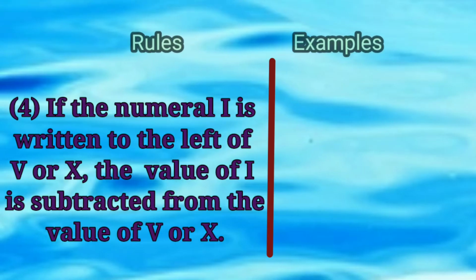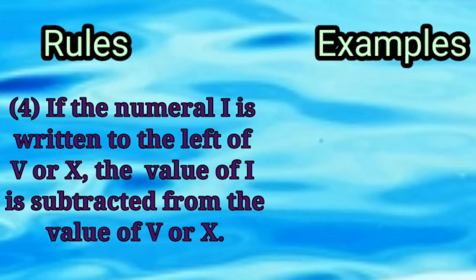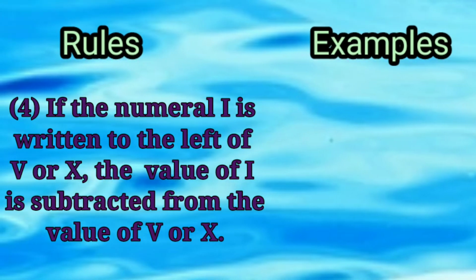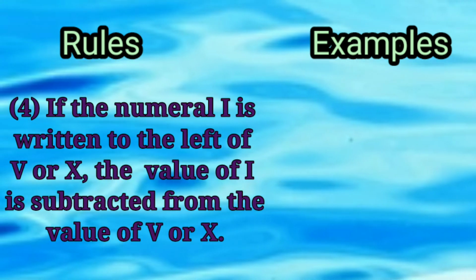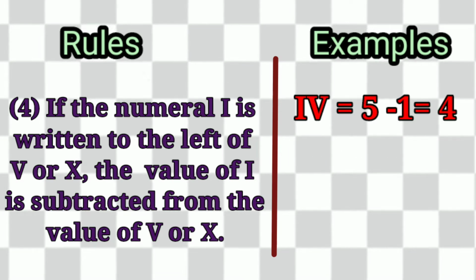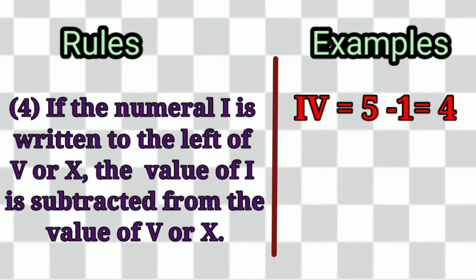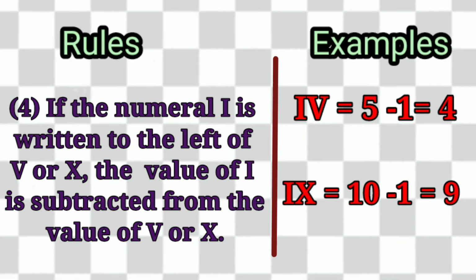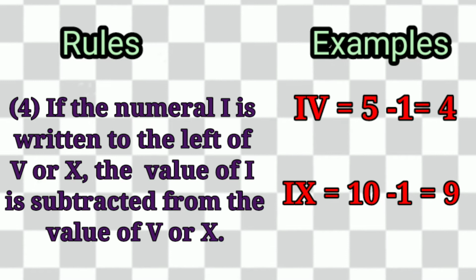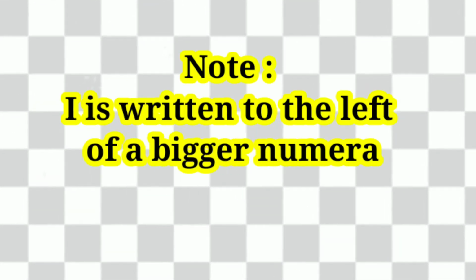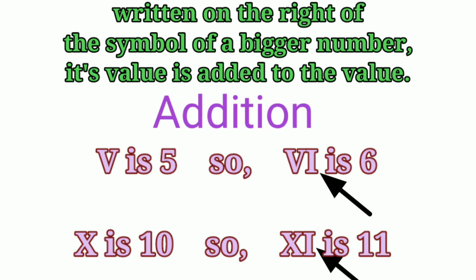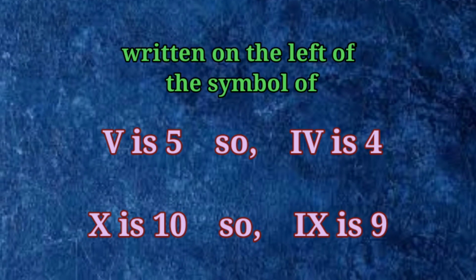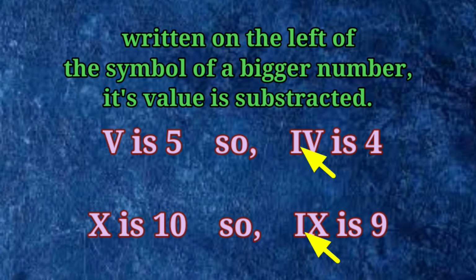Fourth rule: if the numeral I is written to the left of V or X, the value of I is subtracted from the value of V or X. For example, IV equals 5 minus 1 equals 4. IX equals 10 minus 1 equals 9. Note that 8 is not written as IIX. So, if we add the symbol after the bigger number, we carry out addition. If we add it to the left hand side, we carry out subtraction.